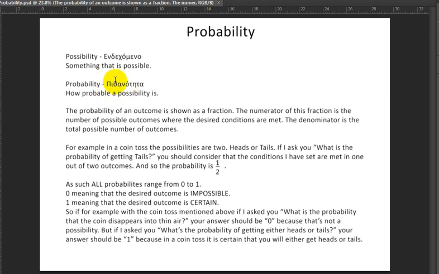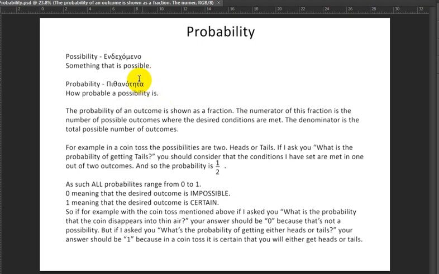Probability, which in Greek translates to πιθανότητα, means how probable a possibility is. How likely is it to happen? Is it very likely? Are we almost sure it's going to happen? Or is it very unlikely? So we don't really think it's going to happen.